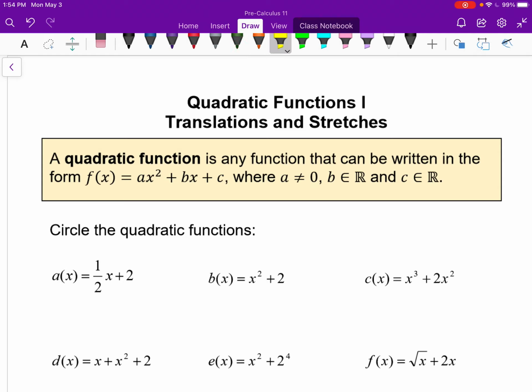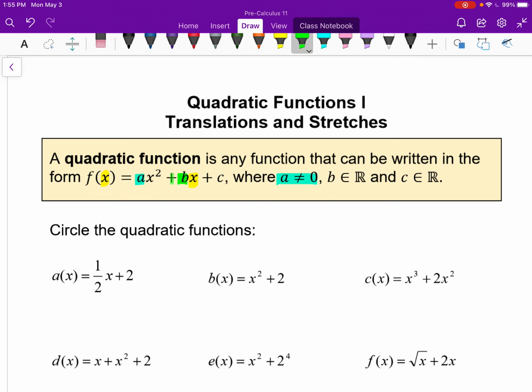In essence, without just reading this all out, the variable, the input of your function, is being raised to the power of 2 at some point, and that's the biggest power it has on it. Whereas with linear functions, your input is being raised to the power of 1, or just x. And so if I ignore this first term, this is a linear function. That was grade 10. Add an x squared, with some coefficient, and now it's a quadratic function, where again it says here, a cannot be 0, because if a is 0, then I have a linear function.